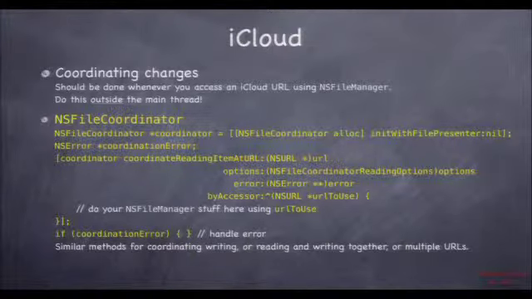So then there's a bunch of methods like coordinateReadingItemAtURL. You pass it the URL you want to read, some options, which you can go look up, and an error pointer to get any errors. And then you pass a block that takes a URL as the argument. That URL handed to your block is the URL you need to use to read or write or do whatever you're doing. That URL is a coordinated URL. You just know it represents the same thing you passed in, but it could be a different URL, and that's the one you want to use.